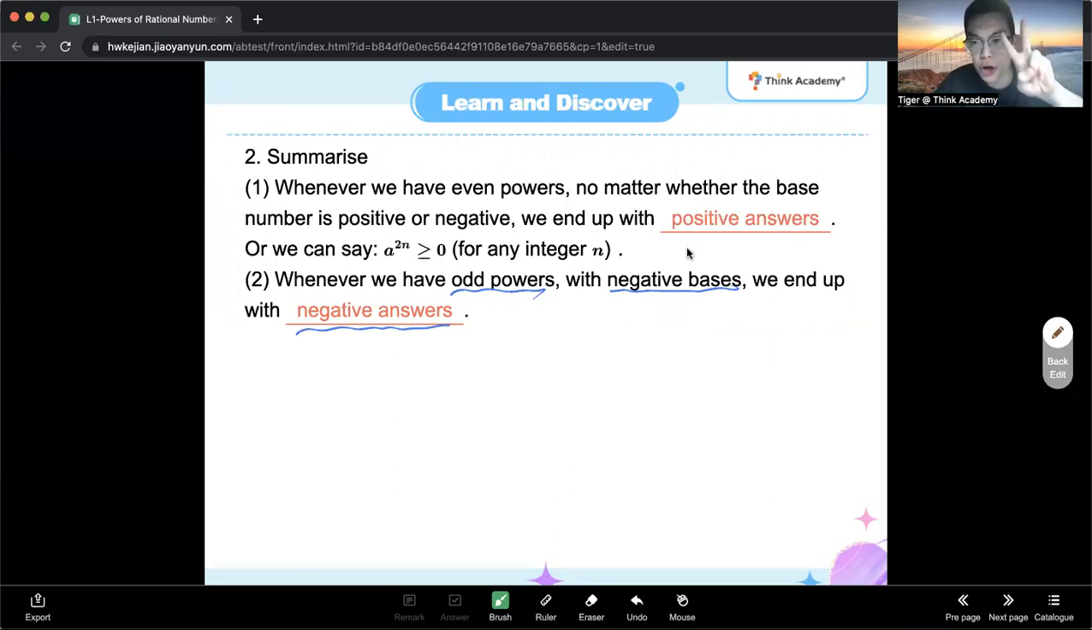So it means that we need 2 prerequisites for a negative answer in a power, which is, firstly, a negative base. Secondly, an odd power. All right, satisfying both conditions at the same time, and we're going to get a negative outcome or a negative answer there. Does it make sense to everyone? All right, so if either of the 2 is not satisfied, we will have a positive answer. That's right here. Okay.